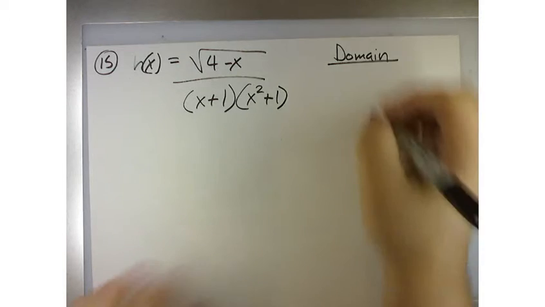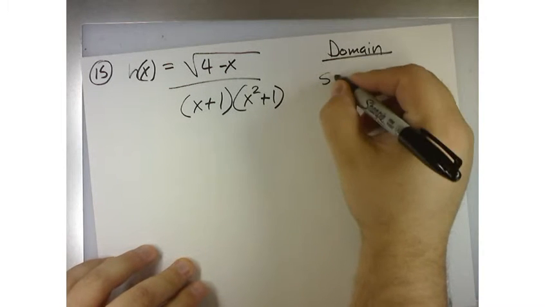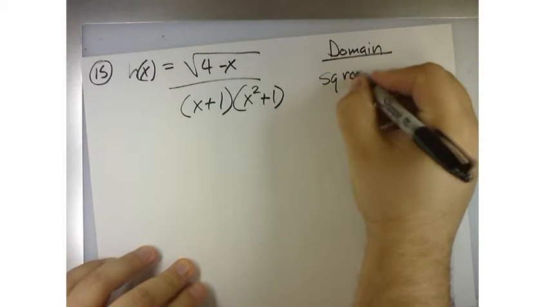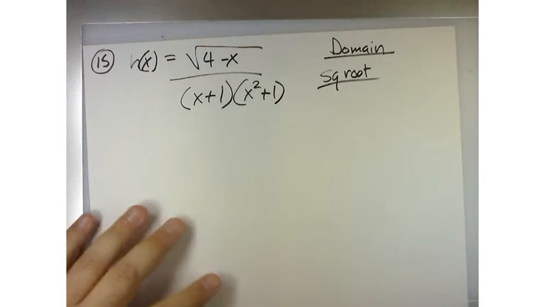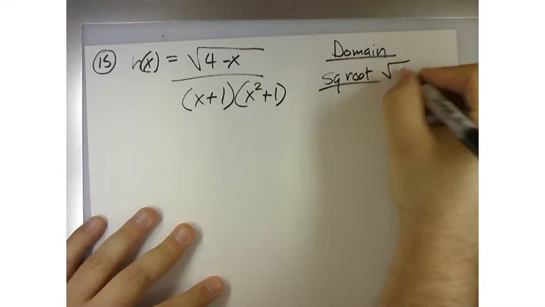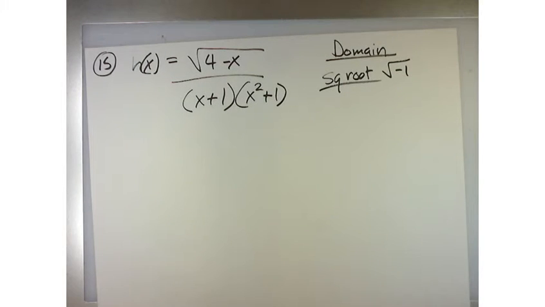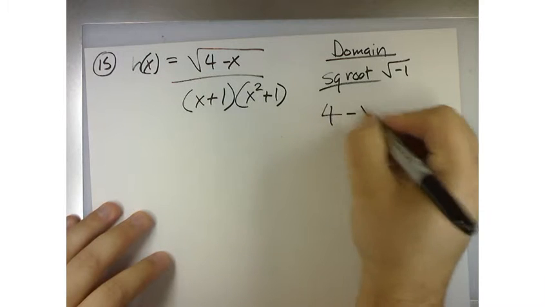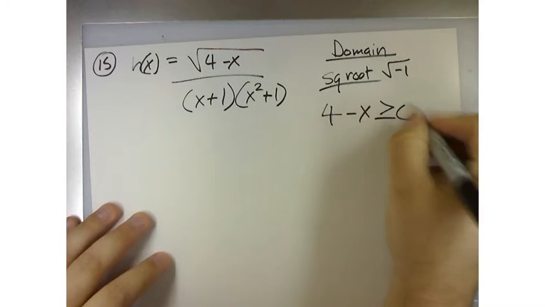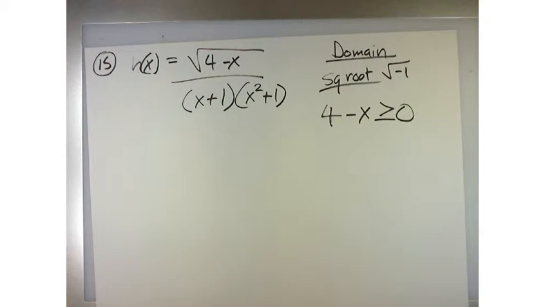So let's deal with the square root. What's the problem with the square root? I can't take a square root of a negative number, so that means that 4 minus x has to be greater than or equal to 0, and that's a fancy way of saying not a negative number.